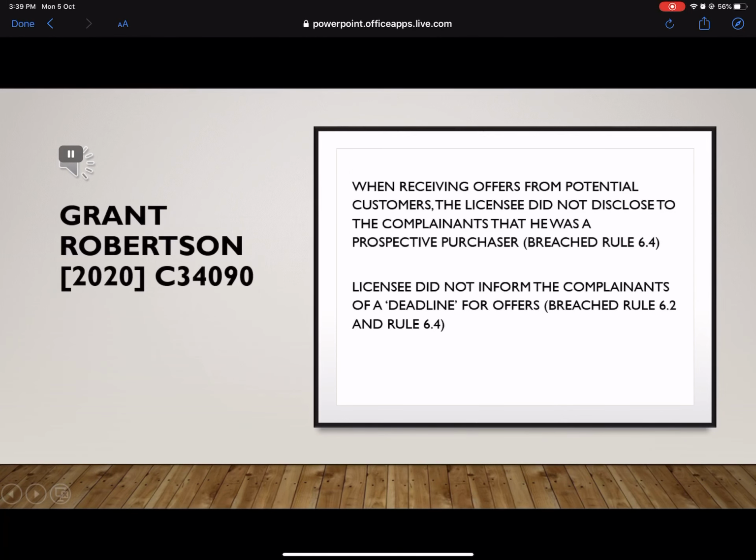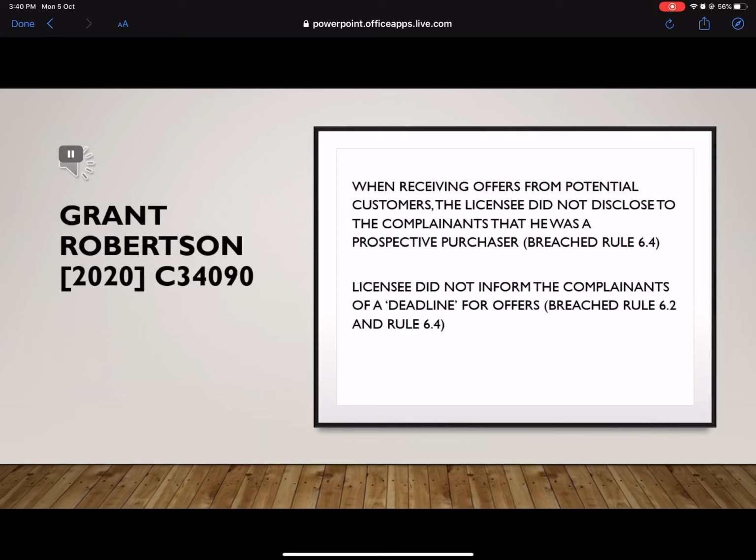In the case Grant Robertson 2020, whilst receiving offers from potential customers, the licensee did not disclose to the complainants that he was a prospective purchaser. It is not always necessary to disclose this information. However, the licensee informed the vendors that he would stop being involved in negotiations. By withholding information that in fairness should have been provided to the complainants, the licensee had breached Rule 6.4. The licensee also failed to act in good faith and deal fairly to all parties involved.